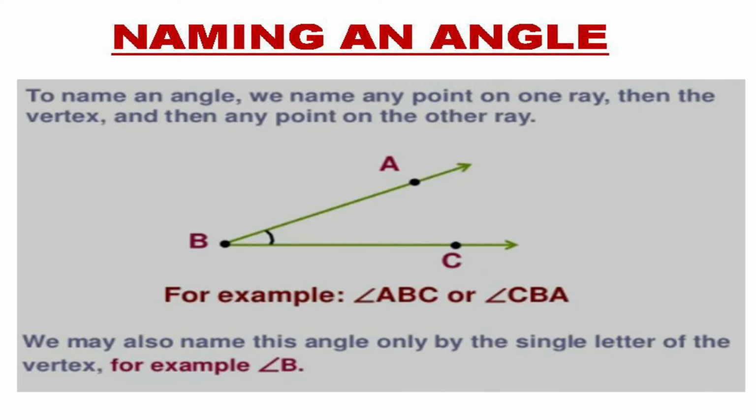Naming an angle. To name an angle, we name any point on one ray, then the vertex, and then any point on the other ray. So you can see an angle which is named as angle ABC, or you can name it as angle CBA. We may also name this angle only by a single letter of the vertex, that is angle B.